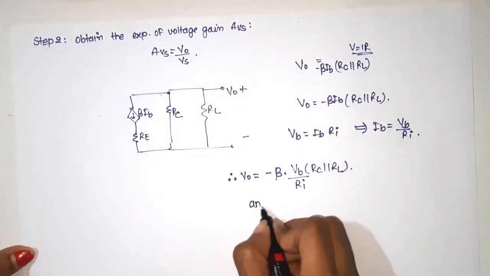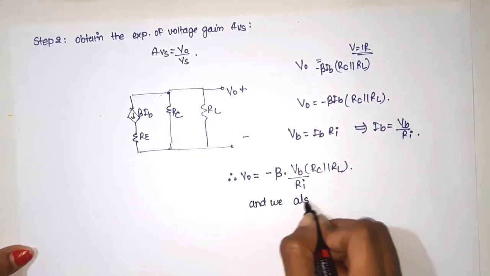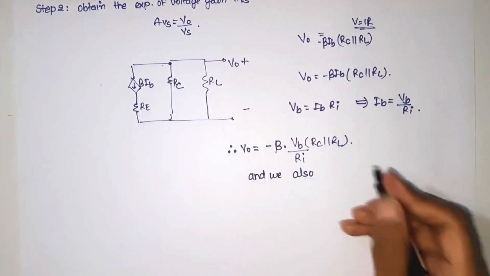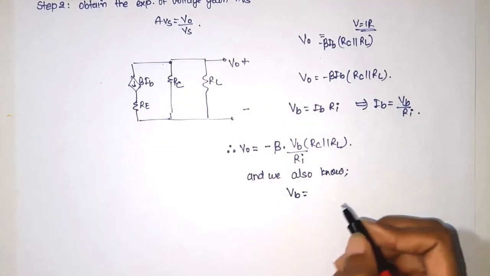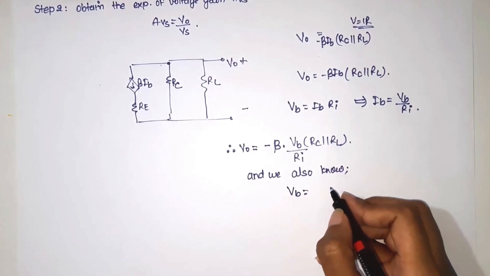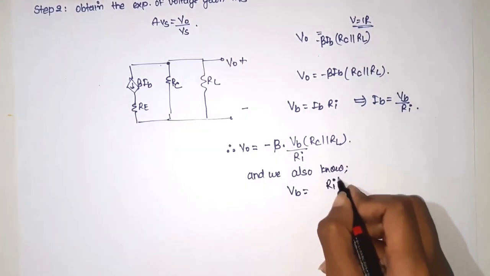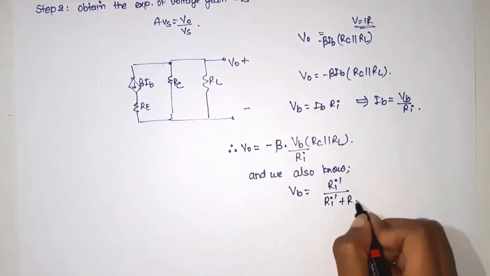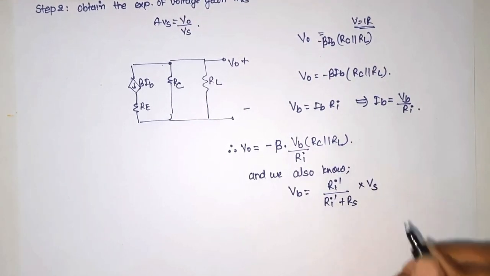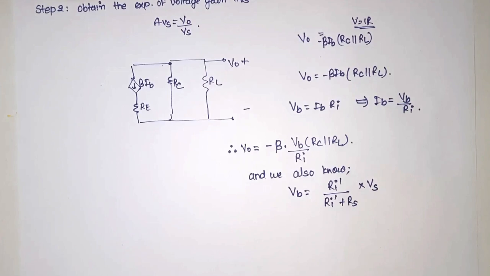And we also know that the value of VB, from the equation, using the Thevenin circuit, is equal to Ri dash upon Ri dash plus Rs into Vs. For your reference, I will bring the circuit once again.